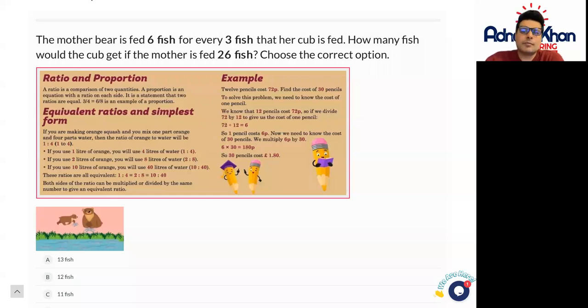So this is a follow-up to the Ratio and Proportion Test 1 that you had done earlier. This goes into a little bit more detail and more practice for you in terms of this topic. So let's read the question together.